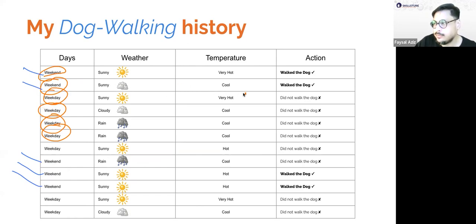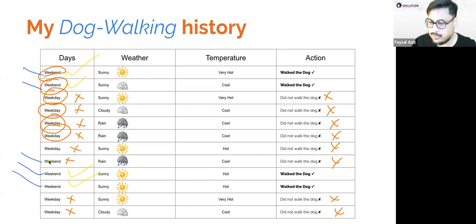Now, if you notice, these are the days I did not walk the dog. Didn't walk, didn't walk, didn't walk, did not walk the dog. And what's common is that every single day that I did not walk is a weekday. Wait, this is a weekend as well. Okay, this is a weekend. Did not walk the dog. This is a weekday, weekday, weekday, I did not walk the dog. I walked the dog. And I walked the dog these 2 days.